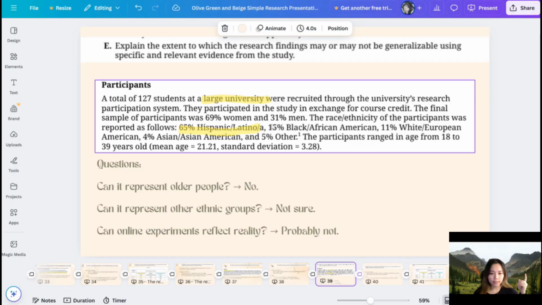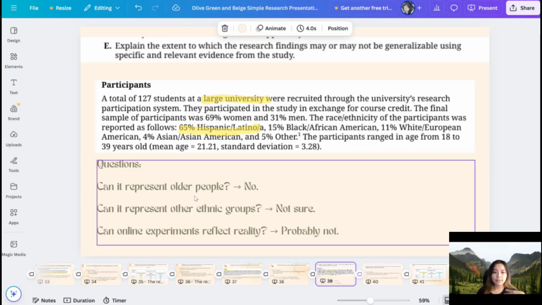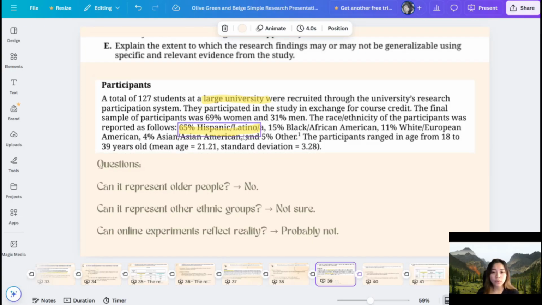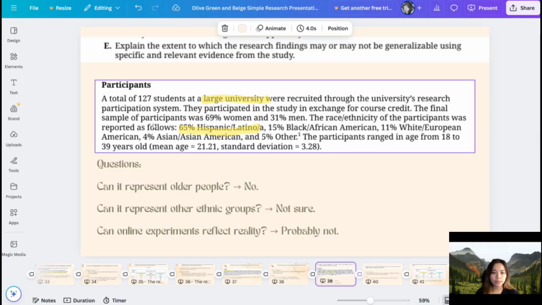Can it represent other ethnic groups? Not really. They have 65% Hispanic or Latino, Latina, and they only have like 4% Asian American and 5% others. So maybe not for all of the other groups. Can an online experiment reflect reality? Probably not for this one.